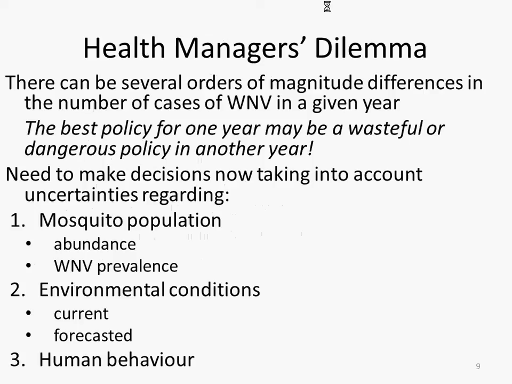So the challenge here is the best policy for one year may be a waste or dangerous policy in another year. And we need to make decisions taking into account uncertainties regarding the fact that weather may be changing. We may see the weather till now, but who's to know what it will do over the next few months. We don't know what the mosquito population is going to be. We don't know what the prevalence of virus in that population is going to be. We don't know what the environmental conditions are. We don't know what human behavior is sometimes. And we want to be able to reason about this.